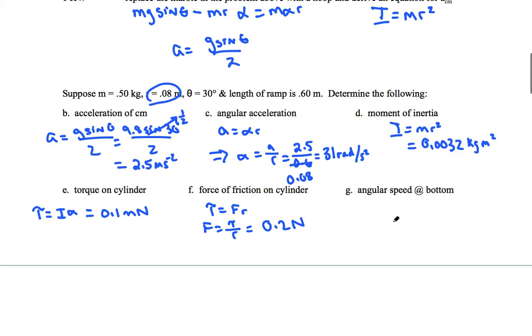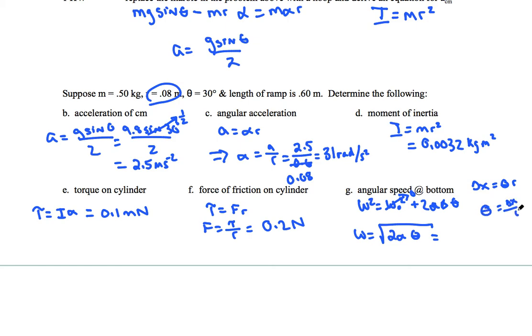And then the angular speed at the bottom. I know it starts off at rest, so I have the relationship omega squared equals omega naught squared plus 2 alpha change in theta. If I want that angular speed at the bottom, omega naught is 0, and so omega is equal to the square root of 2 alpha theta. I can make the substitution that my delta x, the length of the ramp, is equal to theta r, so theta equals delta x over r.